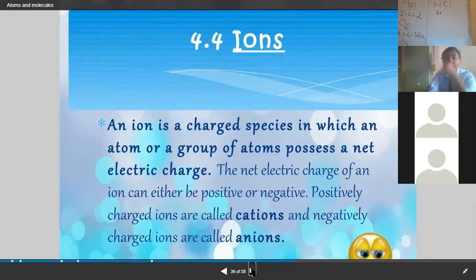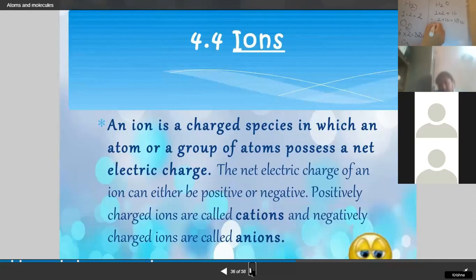For example, let it be H2O. How many atoms of hydrogen are there? 2. What is the atomic mass of hydrogen? It is 1. So I will write 1 into 2 plus 16 into 1, because there is only one atom of oxygen in the formula. So it will be 2 plus 16. That is, the molecular mass of H2O is 18 units.